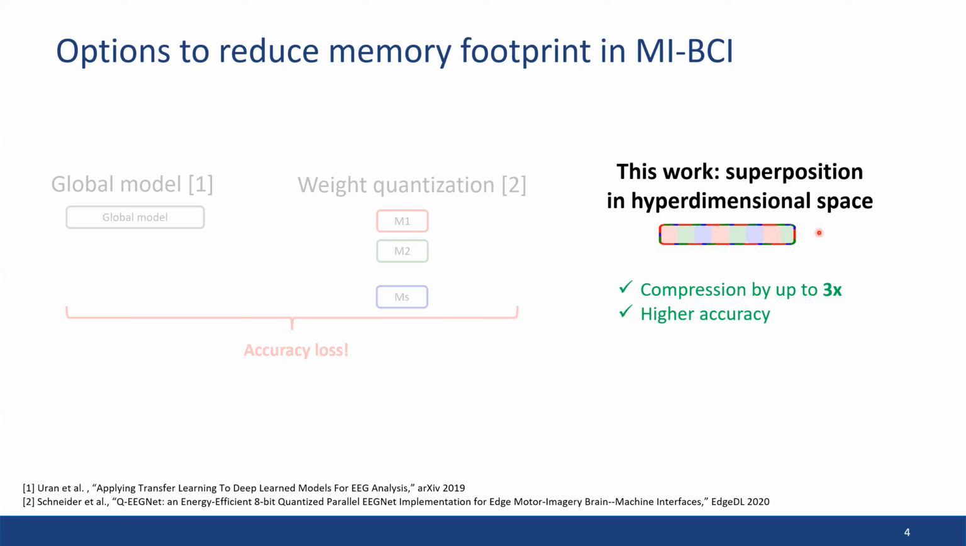What we show in this work is how to compress these multiple subject-specific models using the superposition in hyperdimensional space. And with that, we were able to compress our model by 3 times at even higher accuracy than the non-compressed models.